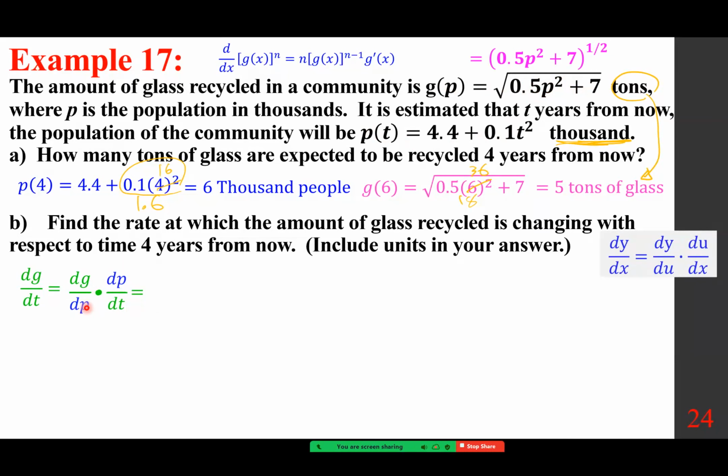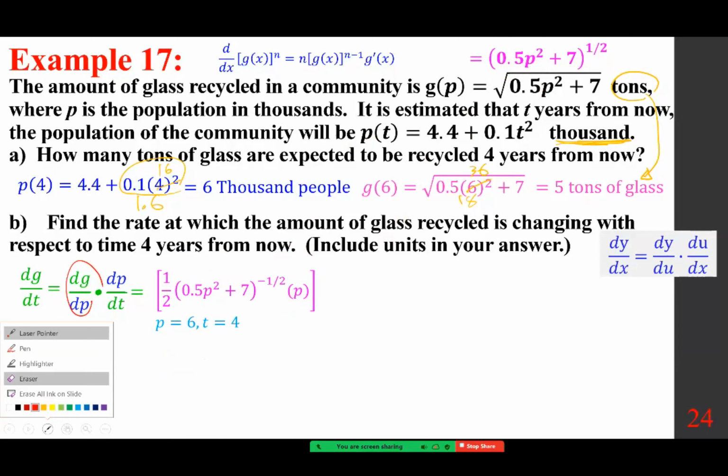So dG dP, everybody. This part. 1/2 sits in front times the same thing to the power of 1/2 minus 1, meaning negative 1/2. By the chain rule, the derivative of the inside, 0.5 times 2 is 1, times P. So this whole thing: 1/2, the same thing to the power of negative 1/2. The derivative of the inside is 0.5 times 2P, which makes it P. That's dG dP. Now we're going to go to the second part.